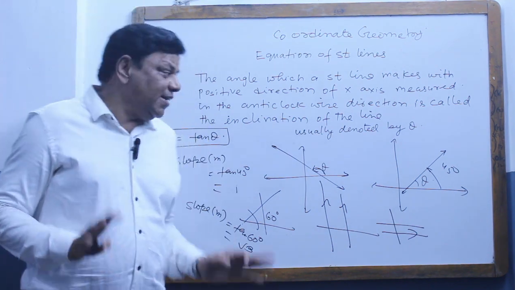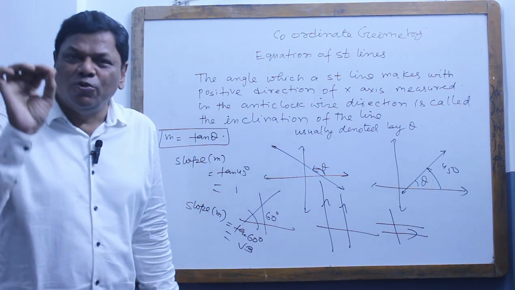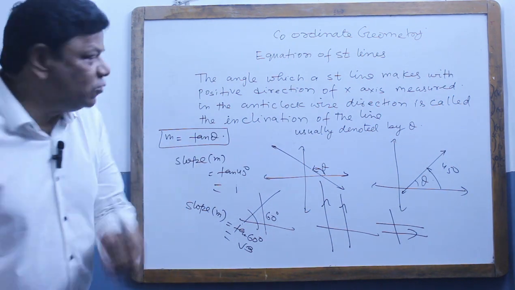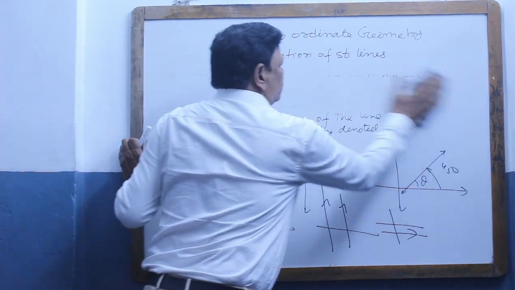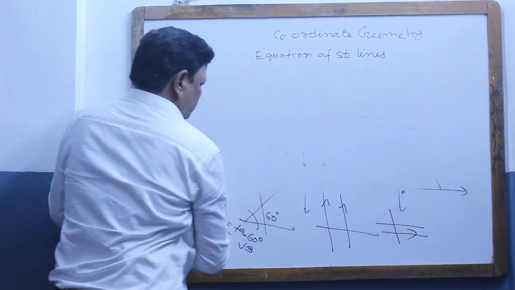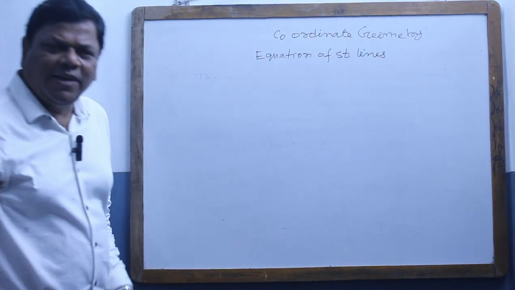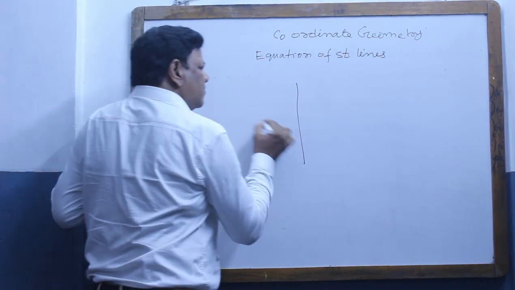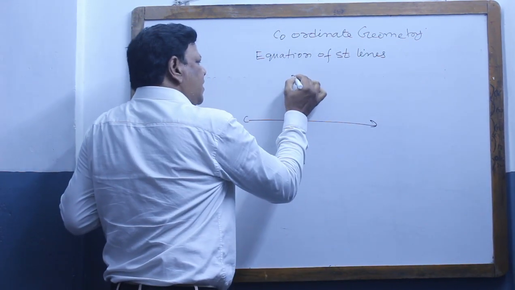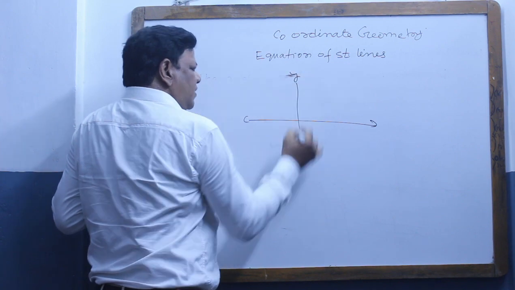Understood, children? Now, after this, we have to understand a little more about slope. Try to understand. I am rubbing this out. If it is given, then one term should be used here. What is it?